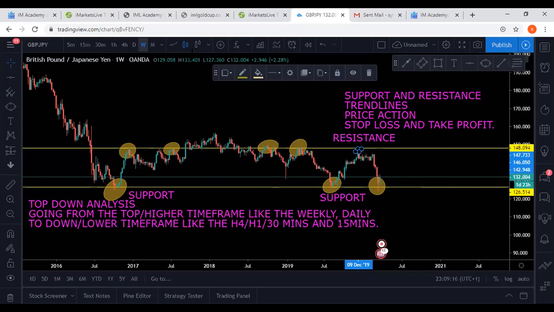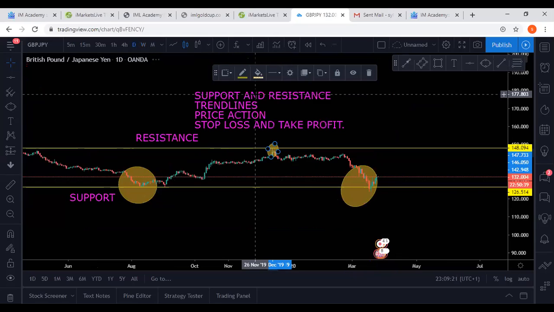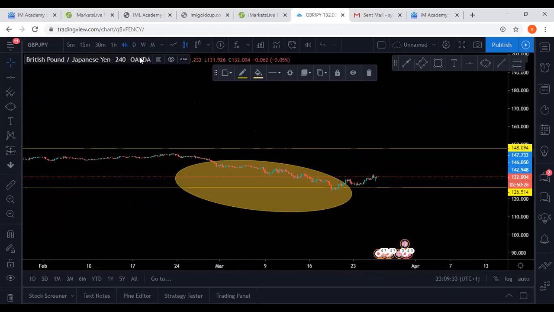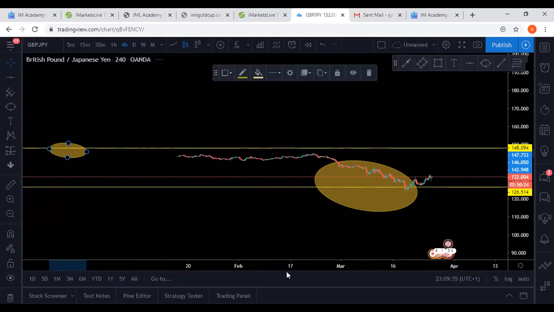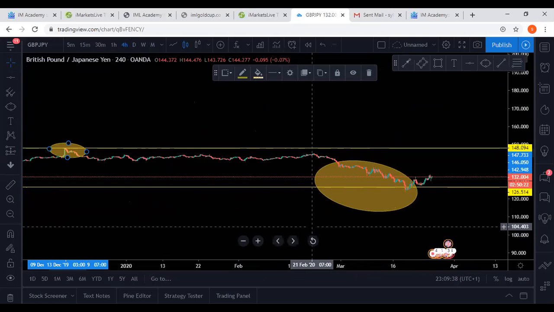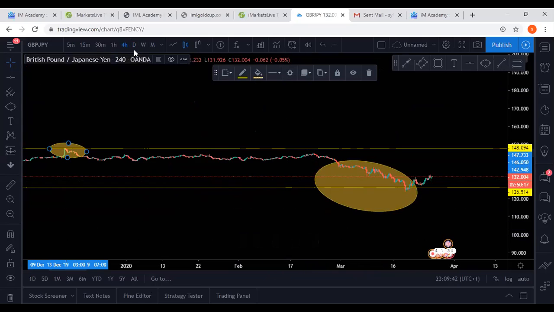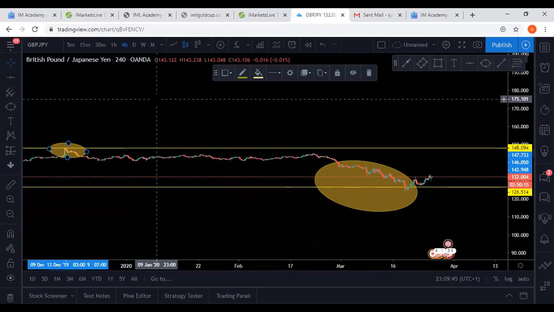So overall for GJ, wow. Coincidentally, I'm looking at GJ. I didn't even notice. GJ used to be my favorite pair. So overall, I'm looking for a buy on GJ based on what I saw on the higher time frame. But I can't enter because I haven't seen anything. My confirmations are not complete. So you've identified your support and resistance. That's one confirmation. Remember, for you to take any trade, you should have about 3 to 5 confirmations.